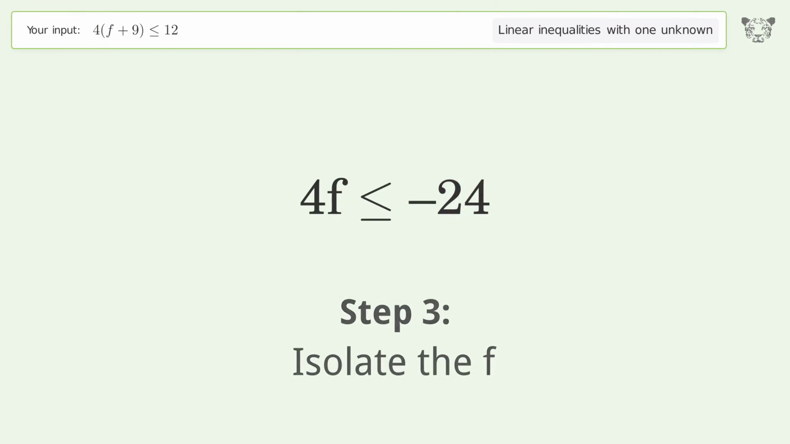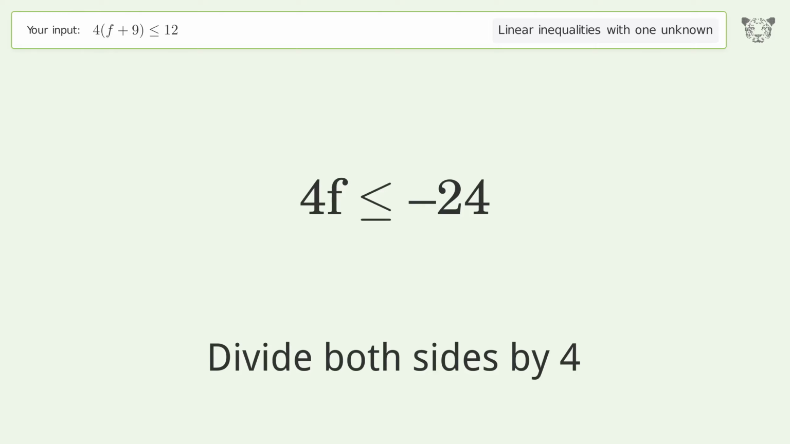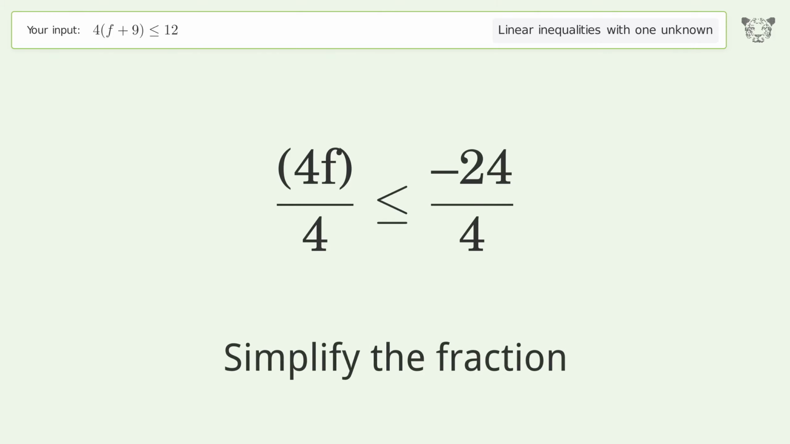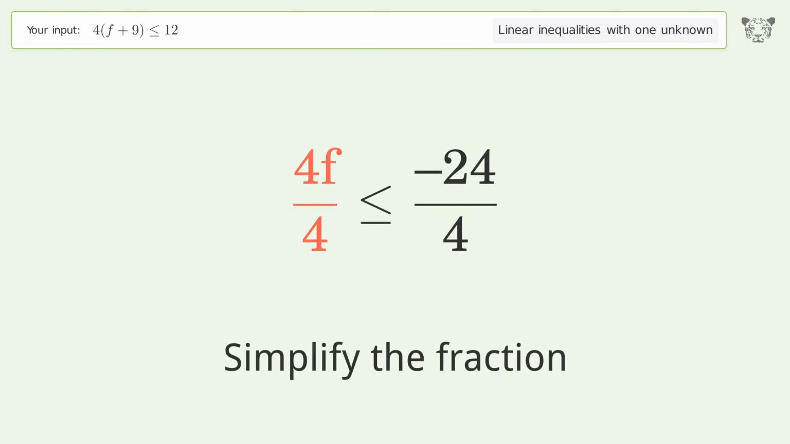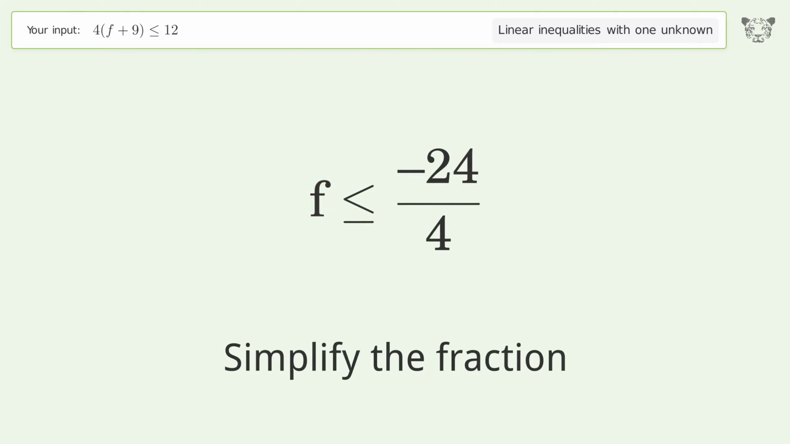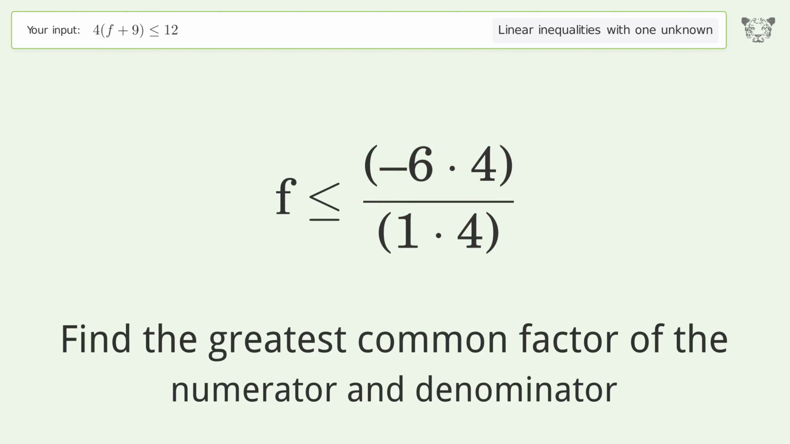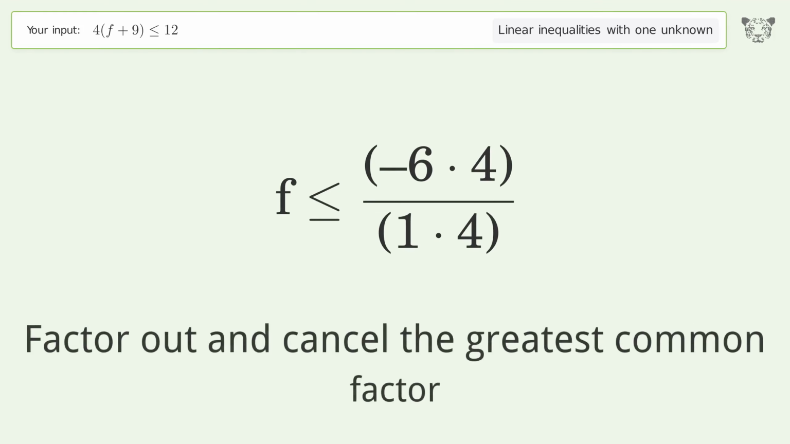Isolate the f. Divide both sides by 4. Simplify the fraction. Find the greatest common factor of the numerator and denominator. Factor out and cancel the greatest common factor.